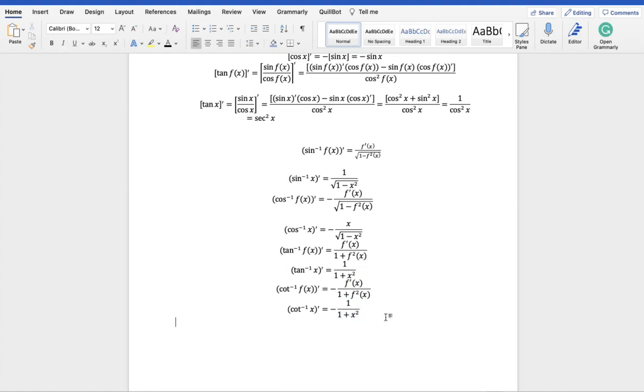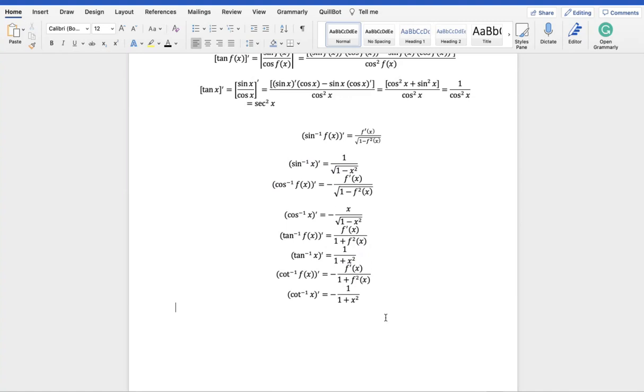Okay, so these are the main inverse functions that we'll look at for our problems.